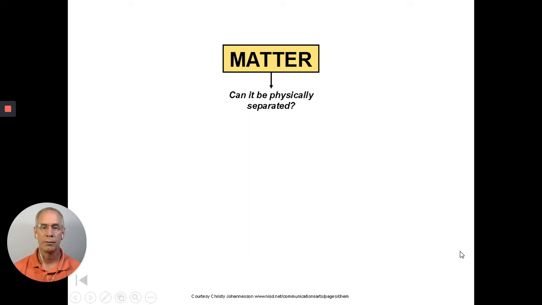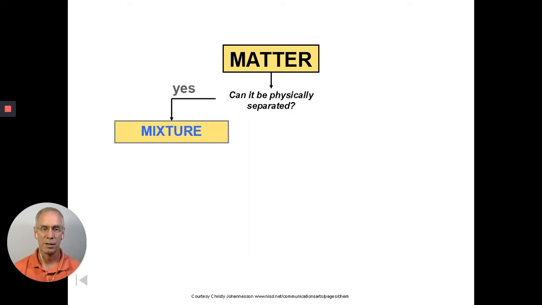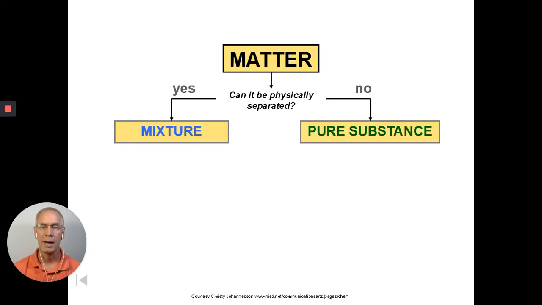Can the material in front of you be physically separated? If the answer is yes, then what you have is a mixture. If the answer is no, then what you have is a pure substance. So that's like maybe this is humanity, and then there's man and woman, right? We can subcategorize humanity.